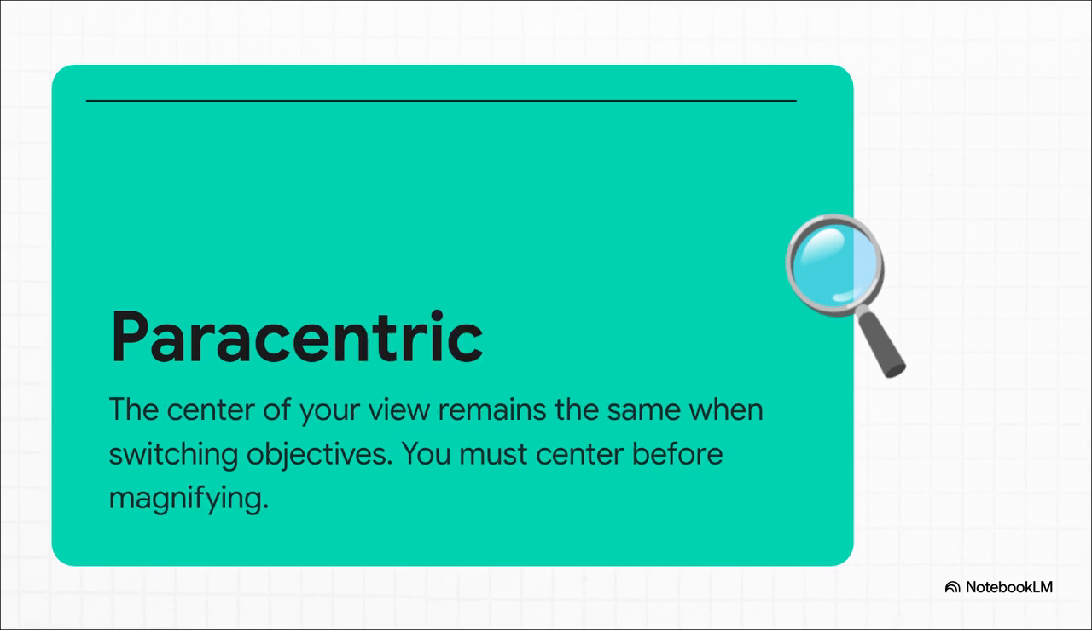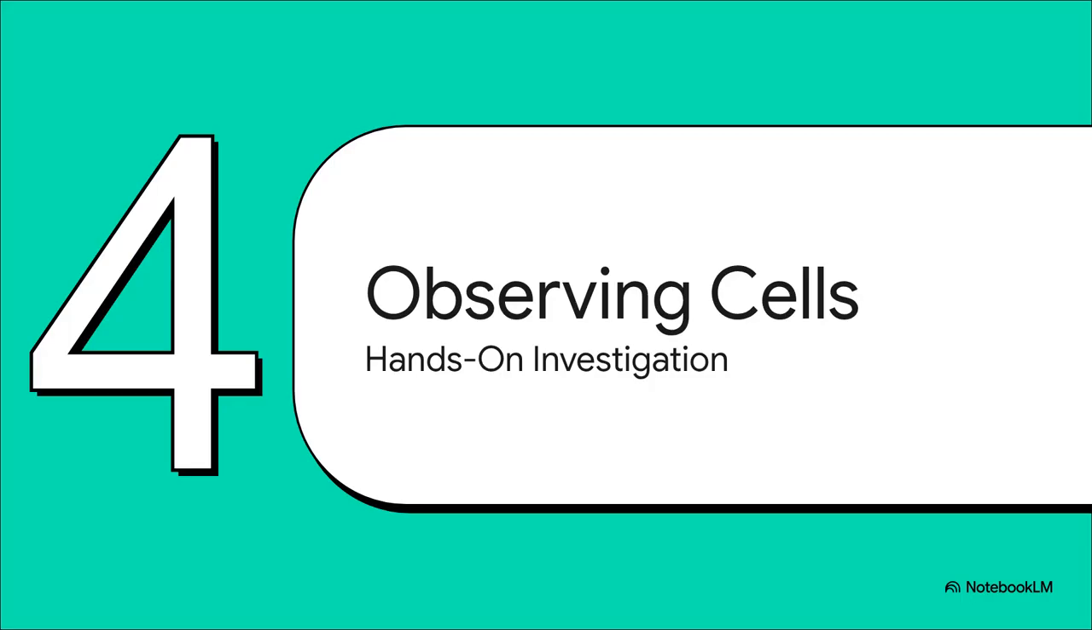And its partner is another key term, paracentric. This just means that whatever you put in the dead center of your view will stay in the center when you switch to a higher power. And that is exactly why step 6, centering the image, is so critical. If you don't center it on low power, when you zoom in, it'll be way off to the side, completely out of your view.